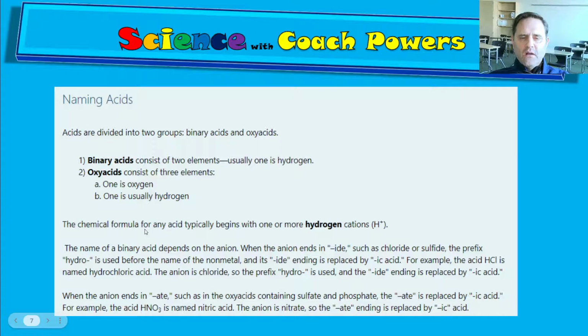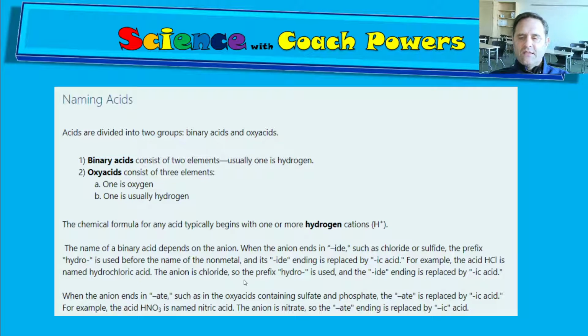The chemical formula for any type of acid begins with 1 or more hydrogen cations. The anion, as we learned before, ends in IDE, such as chloride. So the name of a binary acid depends on the anion, which ends with IDE, such as chloride, sulfide. The prefix hydro is there when you have a hydrogen cation before the name of the non-metal. Its IDE ending is replaced by IC. Remember those are suffixes: this is the IDE suffix, this is the IC suffix.